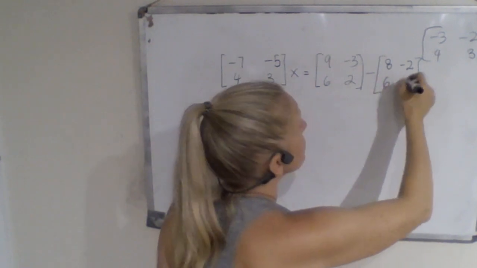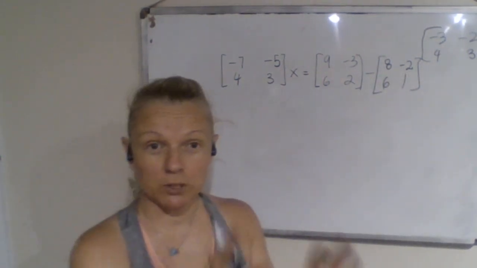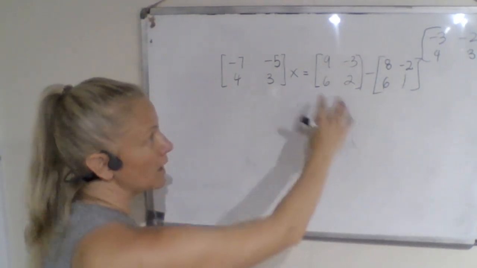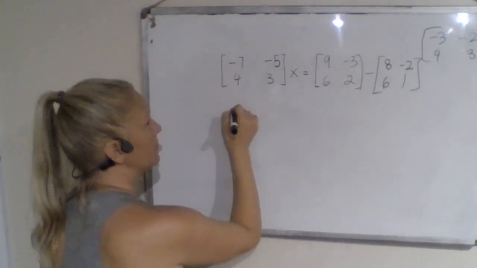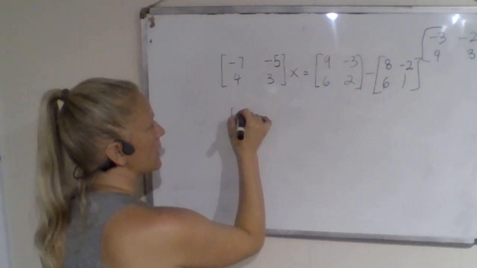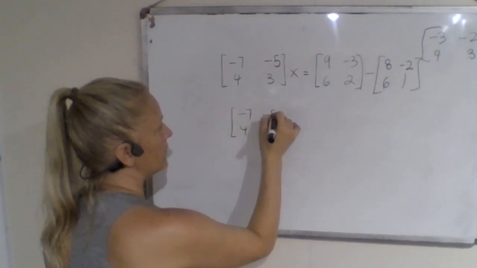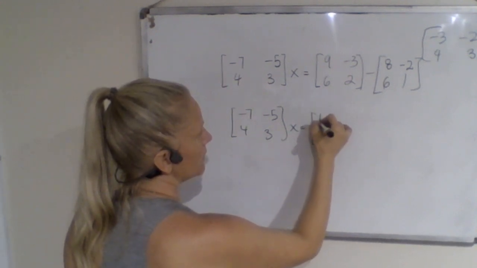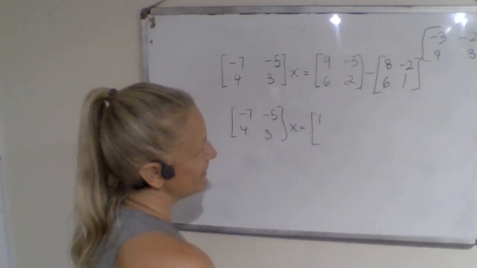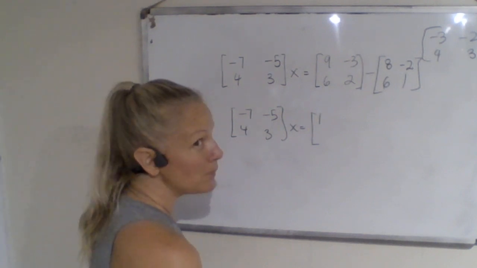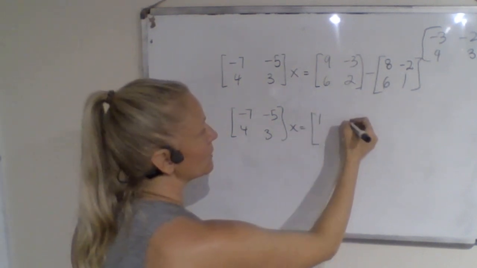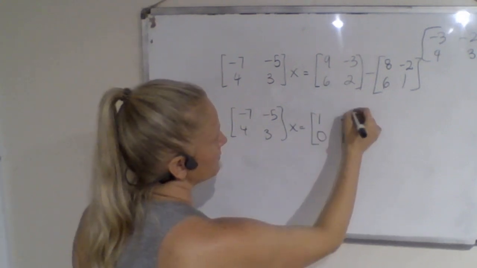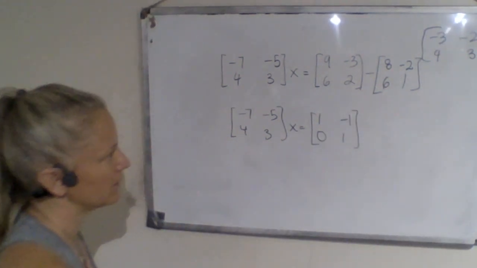6, and 1. So we treat this like any other equation. We just need the matrix without an x to move on the other side by minusing it. We know how to do this. They have the same number of columns and rows, so I can do negative 7, 4, negative 5, 3, x equals 9 minus 8, 1, negative 3 minus 2, negative 3 plus 2, negative 1, 6 minus 6, 0, 2 minus 1, 1. Okay, this is the matrix that I'm left with in here.